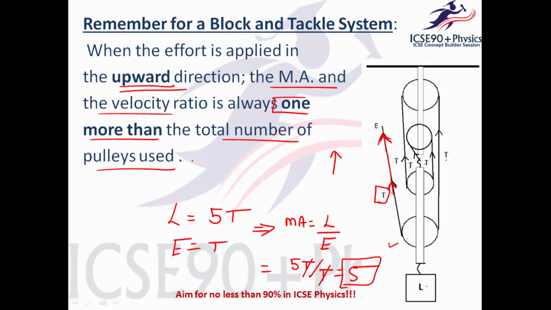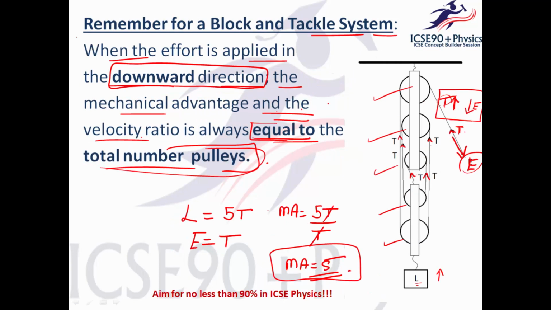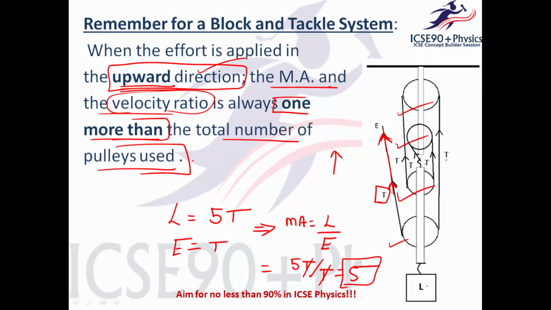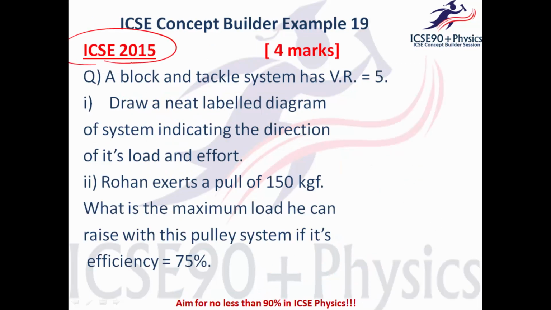The total number of pulleys is 1, 2, 3 and 4. So always remember, when the effort is applied in the upward direction, the mechanical advantage and the velocity ratio is always 1 more than the total number of pulleys used. So these are the 2 important points that you should always remember. Always take the direction of the final effort into count. If the final effort is in the downward direction, MA is equal to the total number of pulleys, and if the final effort is in the upward direction, MA is 1 more than the total number of pulleys used. Always remember this. Now we have a question from ICSE 2015 worth 4 marks.